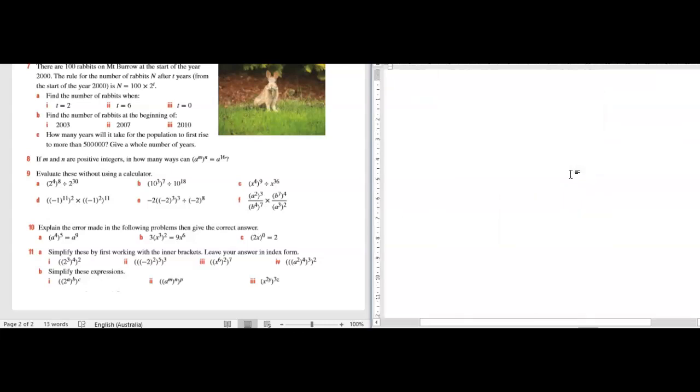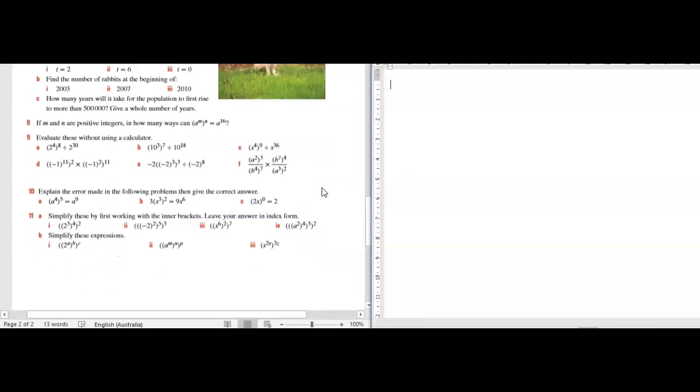All right, let's have a look at the other questions. Explain the error made in the following problems. Okay, so I might just quickly explain the error for you. So you can see in the first one, we've got 4 and 5. What they've done is they've added the powers instead of multiplied. So instead of a to the power of 9, it should be a to the power of 20.